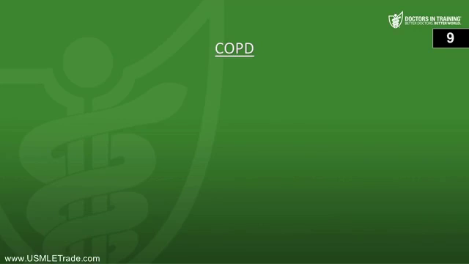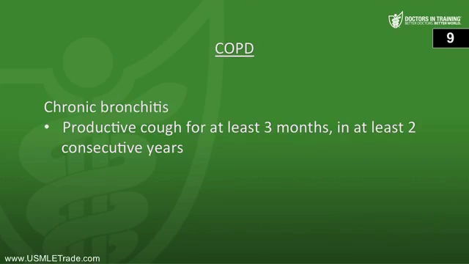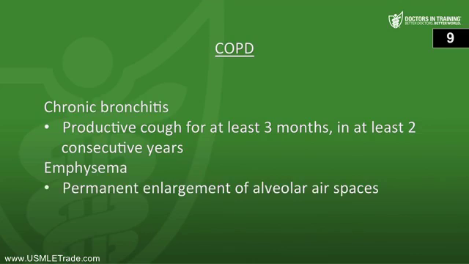Next, a 59-year-old man with a 50-pack-year history of smoking sees you for management of his COPD. What's the clinical definition of chronic bronchitis? So there are two types of COPD. Chronic bronchitis is defined as a productive cough for at least 3 months in at least 2 consecutive years. The other type of COPD is emphysema, which is characterized by permanent enlargement of alveolar air spaces.